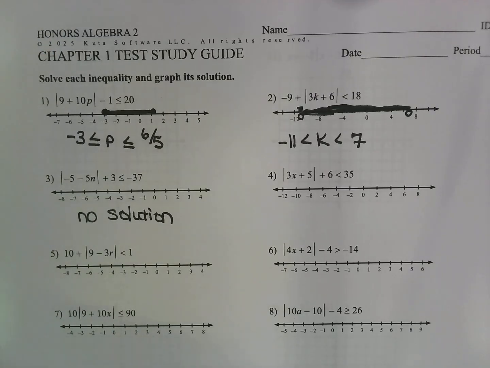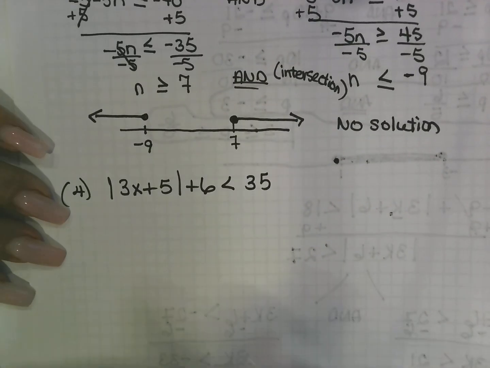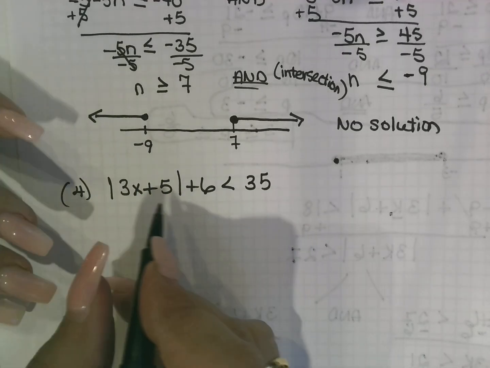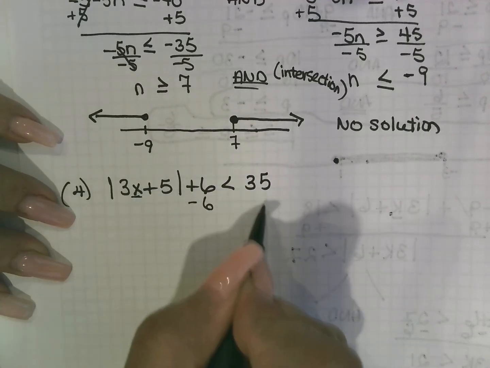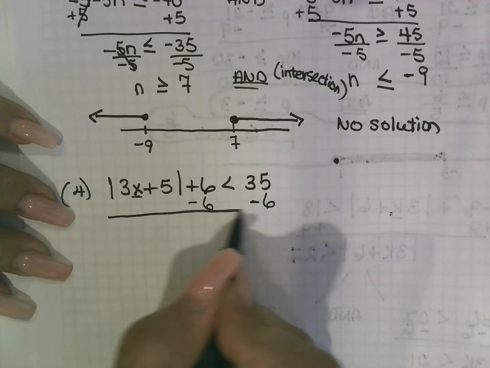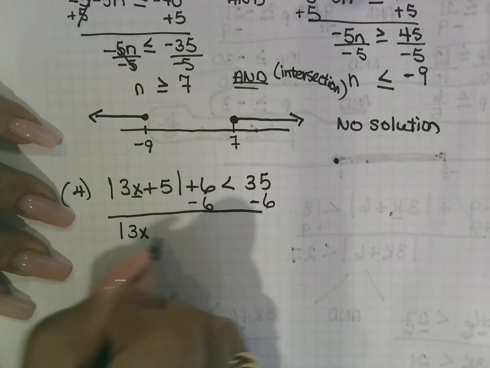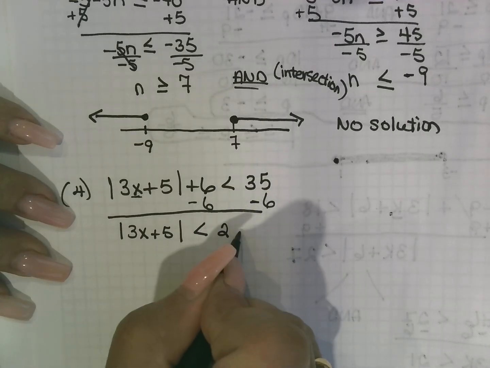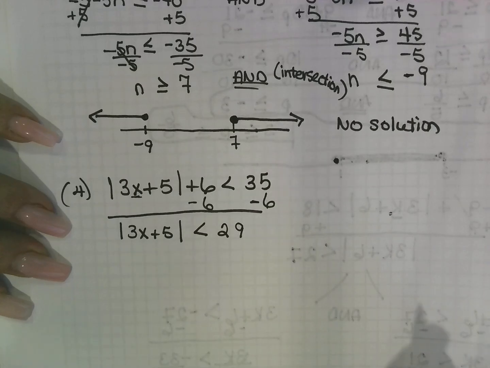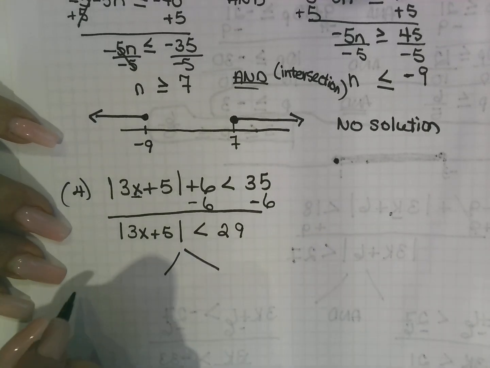Okay? All right, let's take a look at number 4. Let me see, the absolute value of 3x plus 5, plus 6, less than 35. Let's take a look at that guy. Okay, so here we go. Again, we want to get this x by itself. The first thing we've got to do is subtract 6 from both sides. This is going to give me the absolute value of 3x plus 5 is less than 29. Okay, break this apart into a compound inequality.